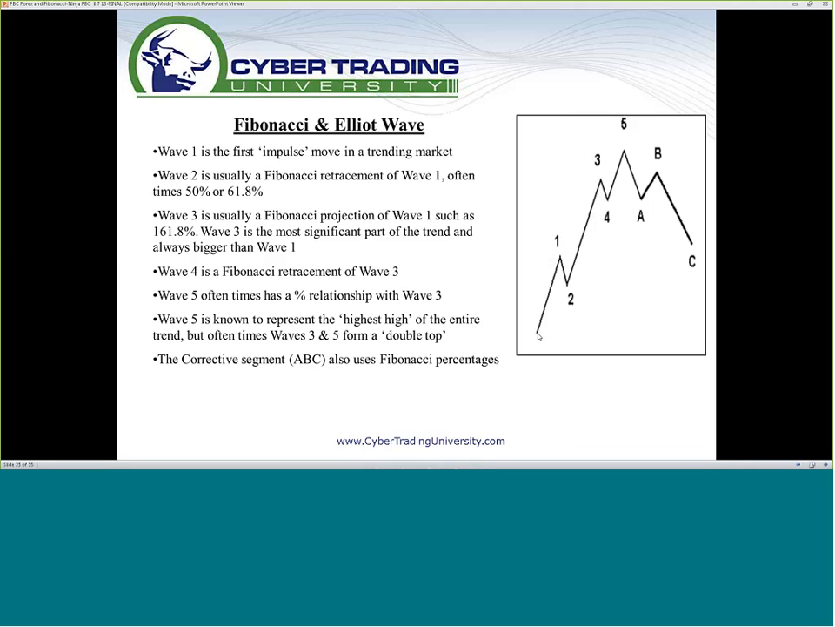Wave 3 is usually a Fibonacci projection of wave 1, such as 161.8%. Wave 3 is the most significant part of the trend and is always bigger than wave 1. It can never be the smallest. It has to be bigger than wave 1, and it's usually the biggest. Not always, but usually. Sometimes 3 and 5 are close to each other. Wave 4, which is over here, is a Fibonacci retracement of 3, the prior impulse move up.